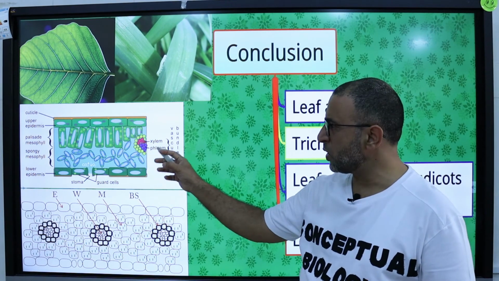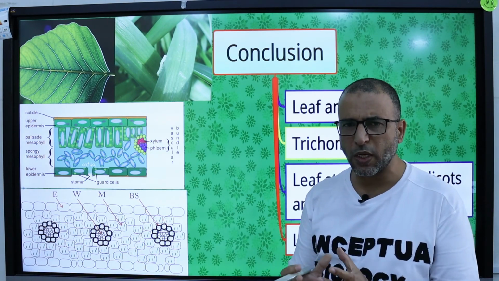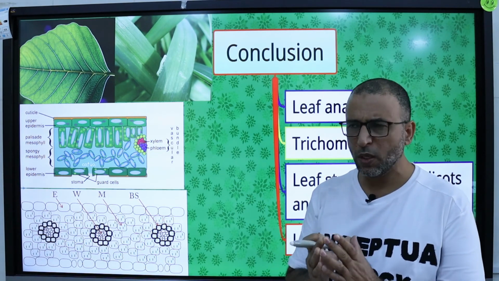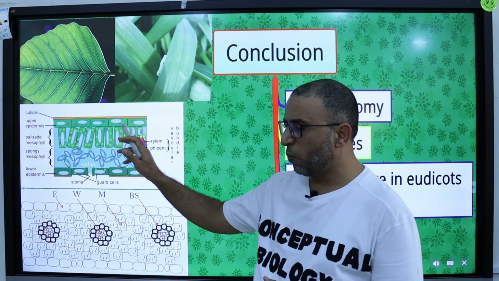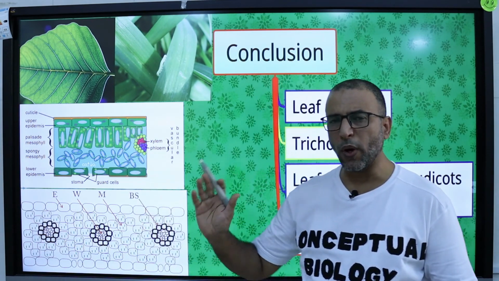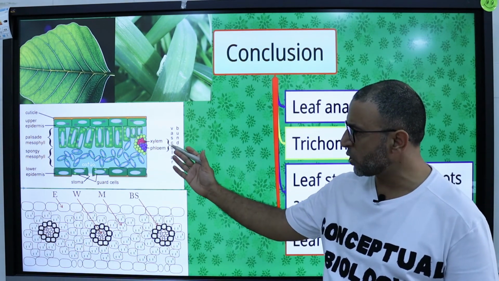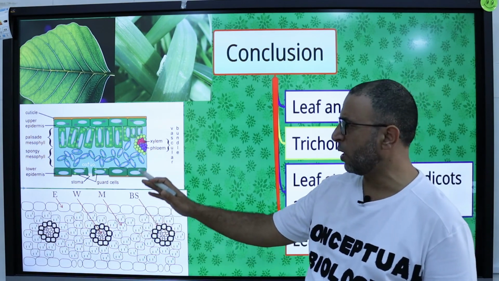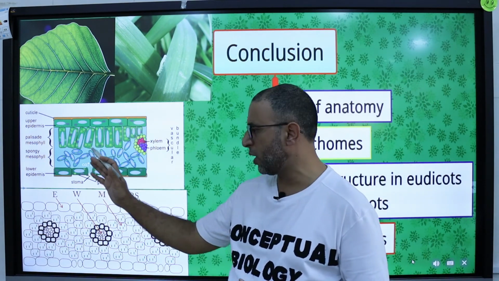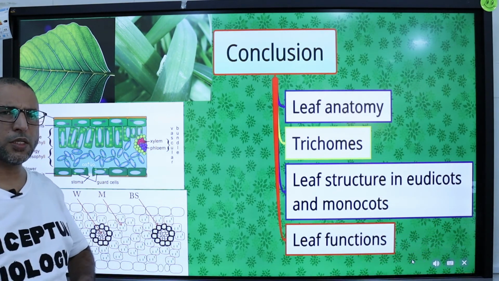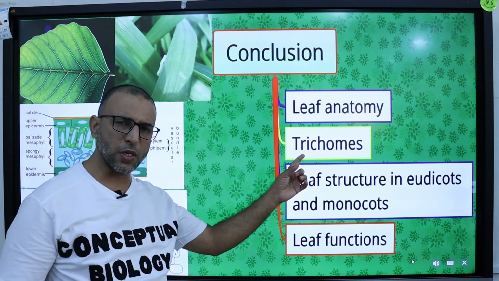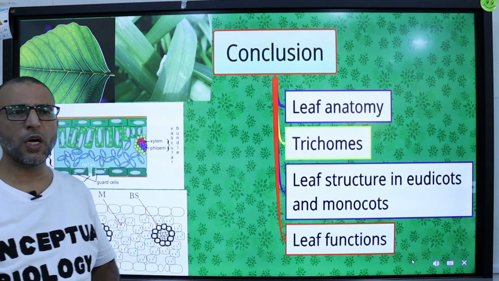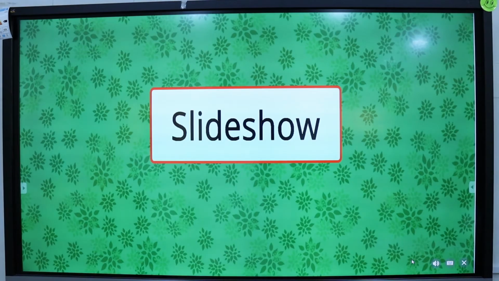Vascular tissues are surrounded by non-vascular cells which are called bundle sheath. So, bundle sheath is present around the vascular tissues, along with bundle sheath extensions. On one hand, they are associated with vascular tissues, on the other hand, they are also supportive in function in case of leaf. Epidermal cells of many leaves are covered with hair-like structures, and these hair-like structures are called trichomes, which protect the plant. Let us watch this slideshow to elaborate the leaf structure.